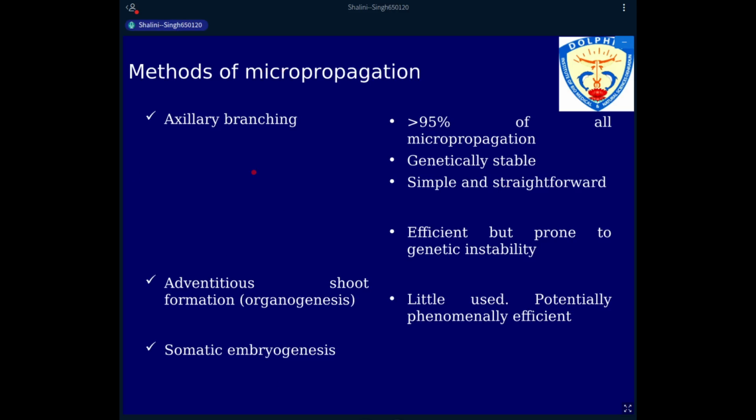These are the methods of micropropagation, how micropropagation is done in lab. When you are doing micropropagation in lab for a plant species, you can go for axillary branching or adventitious shoot formation or somatic embryogenesis. So axillary branching is also known as axillary bud proliferation.